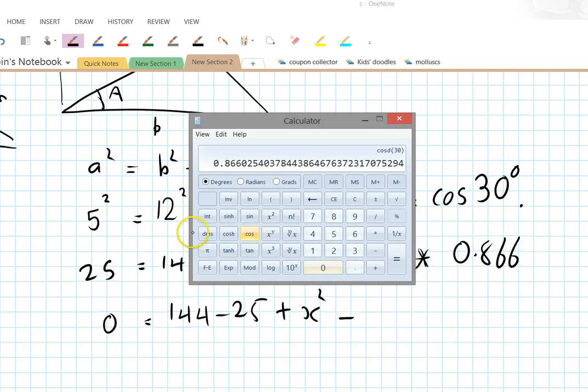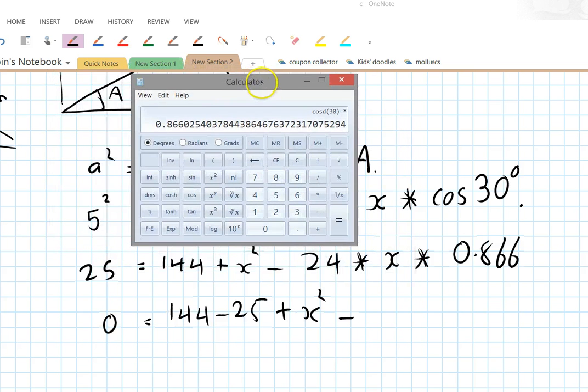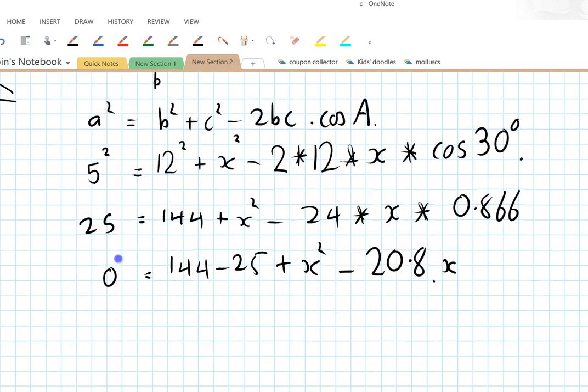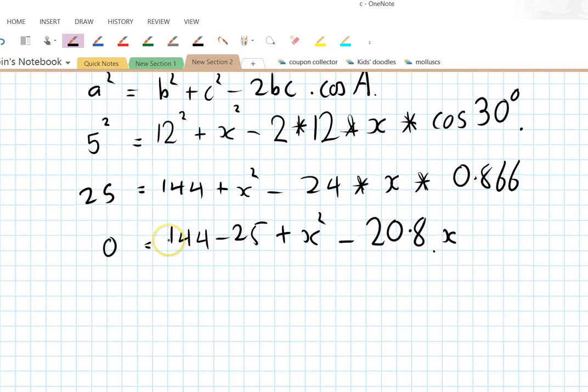30 cos, that's 0.866 something, times 24, this 24 here, equals 20 point, I'm just going to call that 20.8. It's difficult enough without retaining all these numbers anyway. It's 20.8x, because it's times x in the middle there, you see. Okay, so what's 144 take away 25?